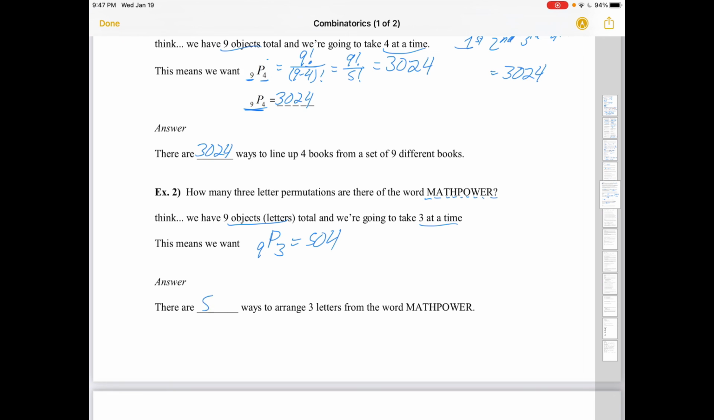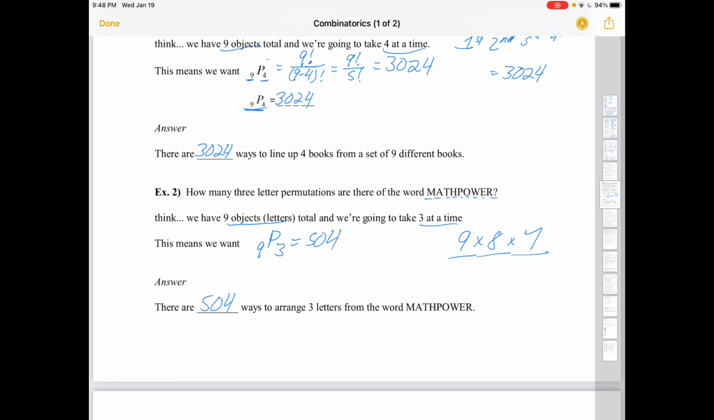This is not the only way you could do this, right? You could still use the fundamental counting principle if you wanted. 9 times 8 times 7. It's going to give you the same answer. But the bigger the number of objects we take, the more helpful using this permutation method will be.